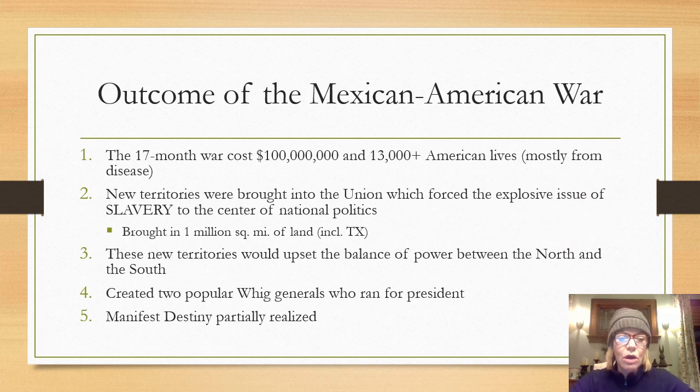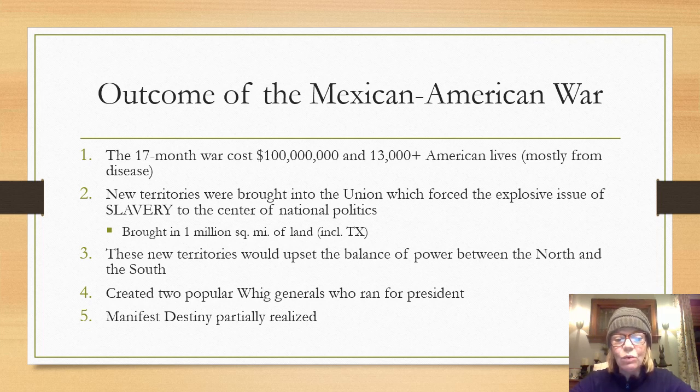All right, so as a result of this war, it took 17 months at $100 million, and about 13,000 Americans died, not from the war itself, but rather from disease, illnesses, those sorts of things. New territories were brought into the Union, which of course forced this explosive issue of slavery that became front and center for the United States.